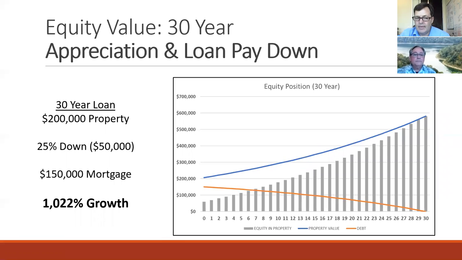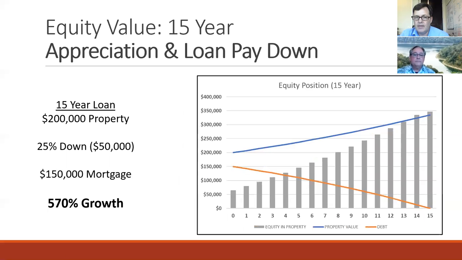For example, I calculated out the 30-year loan, $200,000 property, 25% down, and over the 30 years, by the time that the mortgage was paid off and the appreciation, it grew at a total of 1,022% growth over that 30 years. Now the 15-year loan did the same thing. It grew at 570% of the $50,000 over that term.